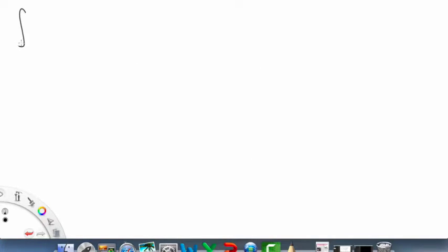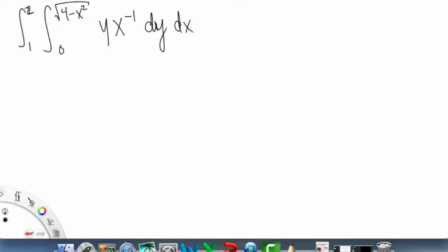Okay, so we're going to have the constants on the outside, 1 to 2, right? And then our more complicated bounds on the inside, which is 0 to radical 4 minus x squared. And then I'm going to rewrite y over x as y times x to the -1. It's just easier to look at for me personally. So then we have dy dx. Okay, so let's start integrating here.